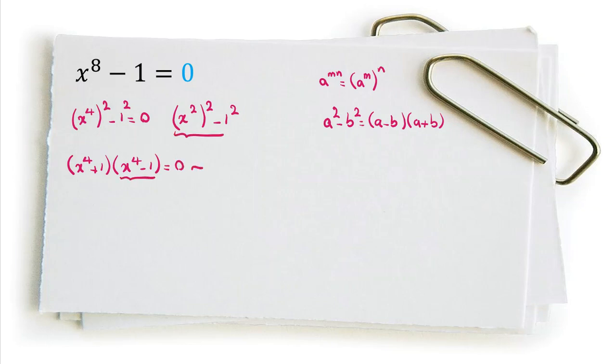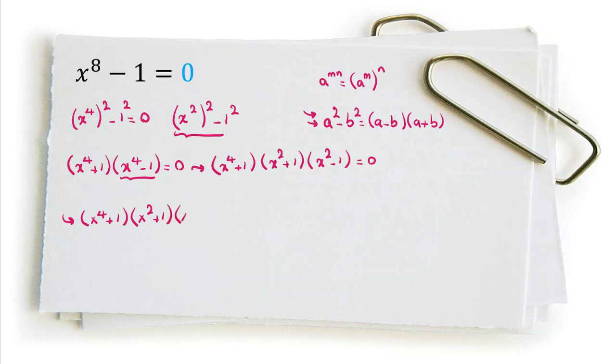Okay, so we can use again this identity. It will be x to the 4 plus 1 times x squared plus 1 times x squared minus 1. Again, if you apply 1 instead of 1, you can say 1 squared. If you apply again this identity, it will be x to the 4 plus 1 times x squared plus 1 times x plus 1 times x minus 1 equal to 0.